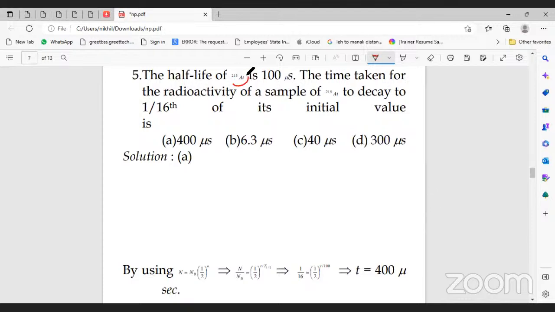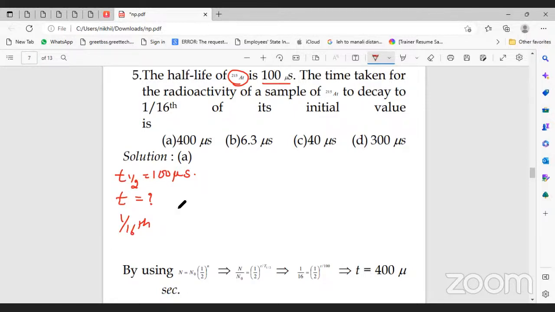Half-life of this element is given as 100 microsecond. Half-life, T half, is 100 microsecond. Now they are expecting you to find the time taken to reduce to 1/16th of the sample, to 1/16th of the initial value.